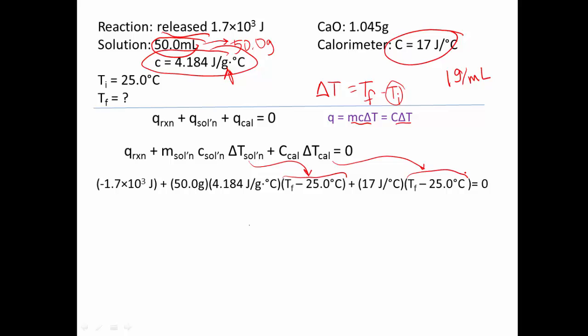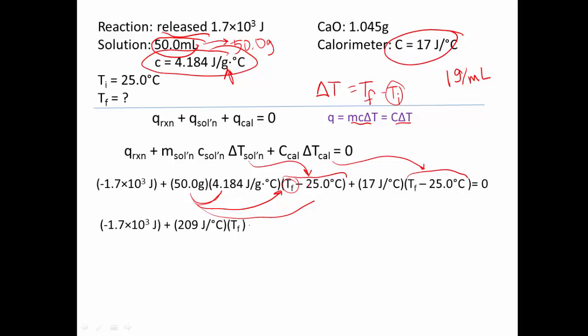So now what we're going to do is good old FOIL. Do you remember that from algebra? So we are going to multiply our terms. So we're going to multiply this term by this and this, and then our 50 by our 4.184, and then times our TF. And then we're going to subtract from it the 50 times the 4.184 times the 25. So our Q of reaction term stays the same. Our 50 times 4.184, you should get 209. Our grams cancel out, so we just have joules per degree Celsius, and we're multiplying that by our TF term.